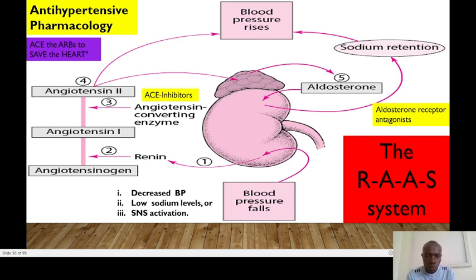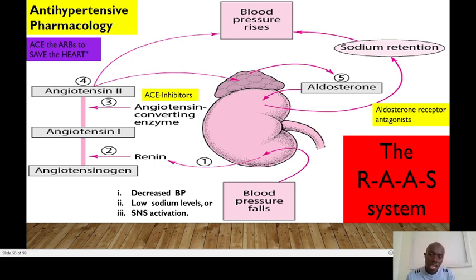So in this case we shall be looking into another concept, and this one involves the RAAS system. We call it the RAAS system. This is the Renin, Angiotensin, Aldosterone system. In this one, we'll be looking at three major groups of drugs that are involved.